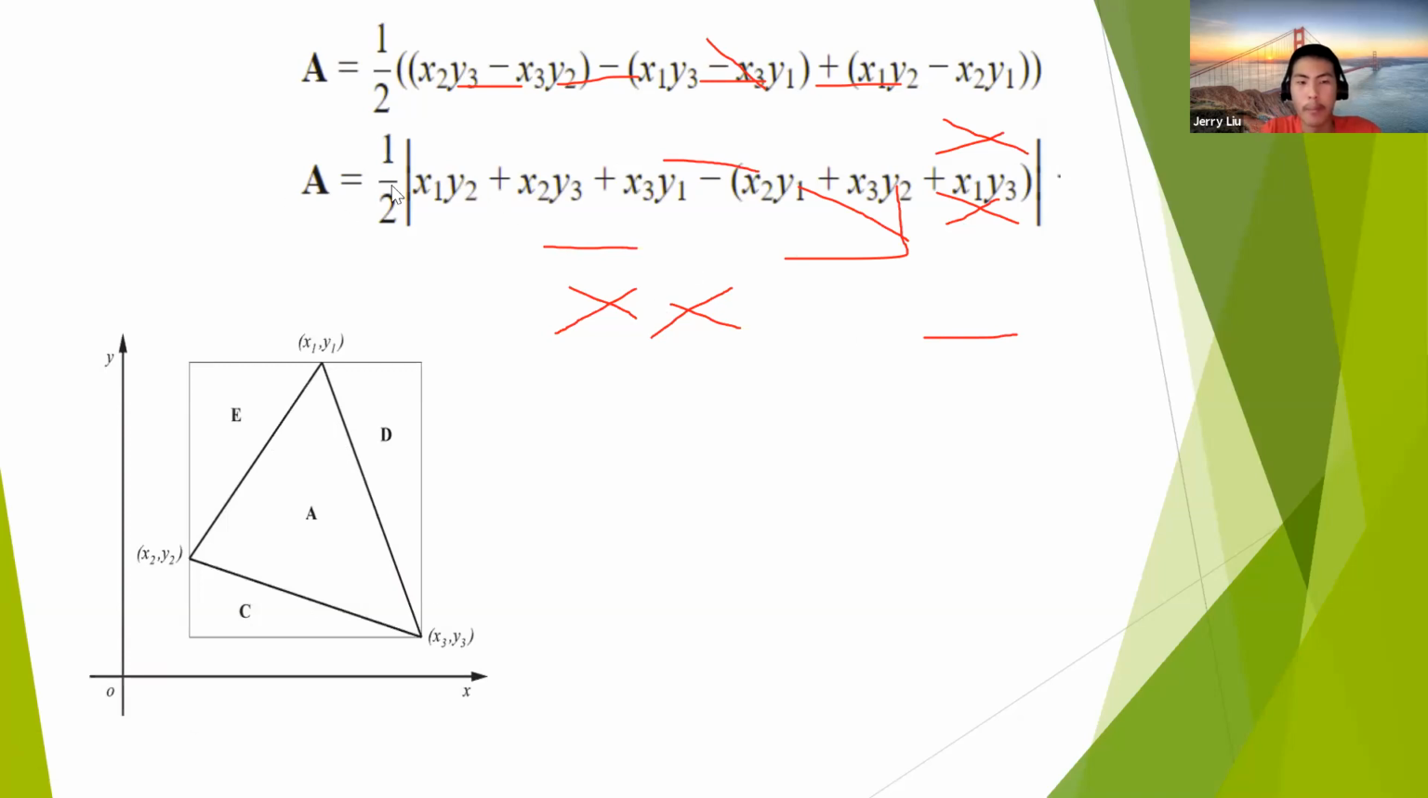So you'll have A equals 1/2 of x1 y2 plus x2 y3 plus x3 y1 minus x2 y1 minus x3 y2 minus x1 y3. Even though it doesn't have the absolute value sign, that's basically inferred because area must always be positive, and the 1/2 was just carried there all along.